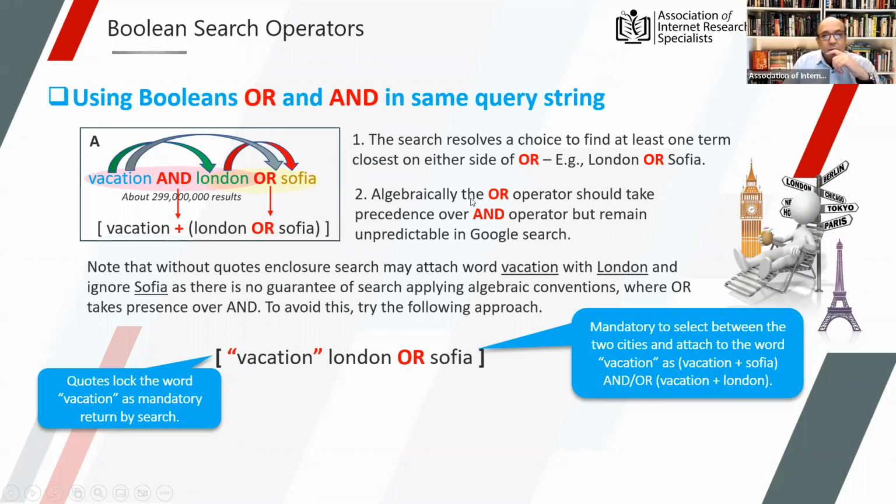But you never know. With OR, there are so many combinations, and usually the search terms are not very simple. They're a combination of words. So it can play out in all different ways. But ideally, this is the simplest way of explaining how the search would resolve it. So London or Sofia will be resolved first before it gets connected to the word vacation.